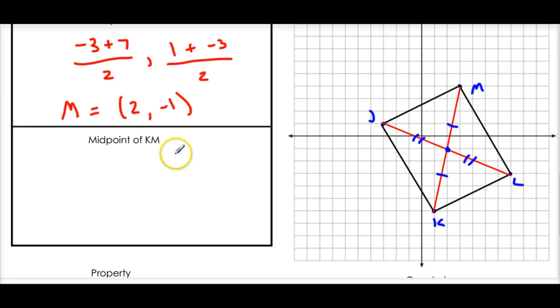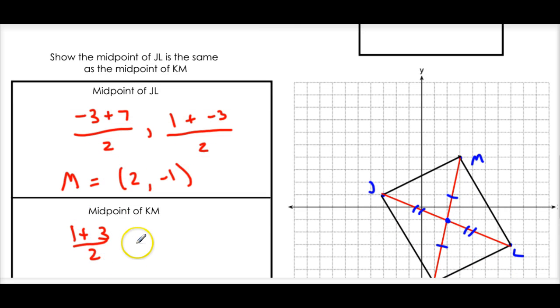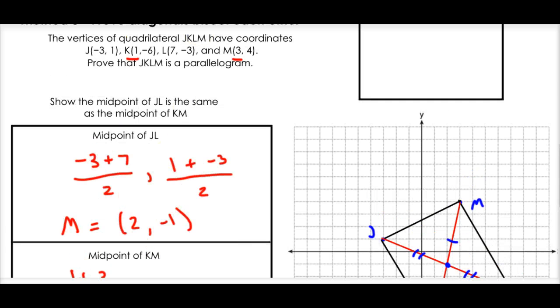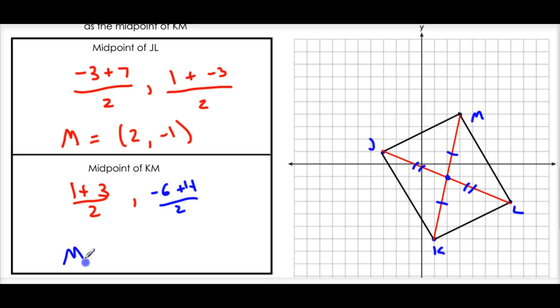Now, if the midpoint here is exactly the same, we know the diagonals bisect each other, so let's see if they have the same midpoint. So KM, let's try those points. So we're going to add the x's. K and M, 1 plus 3, divided by 2. All right, and we're going to add the y's. The y's are negative 6 and 4, so negative 6 plus 4 divided by 2. Well, let's see. 1 plus 3 is 4, divided by 2 is 2. Negative 6 plus 4 is negative 2, divided by 2 is negative 1. And sure enough, I have the same midpoint.